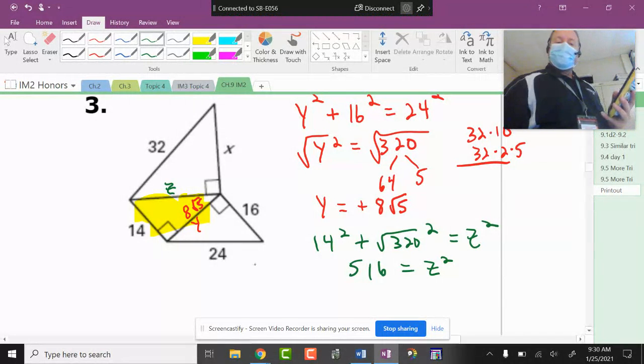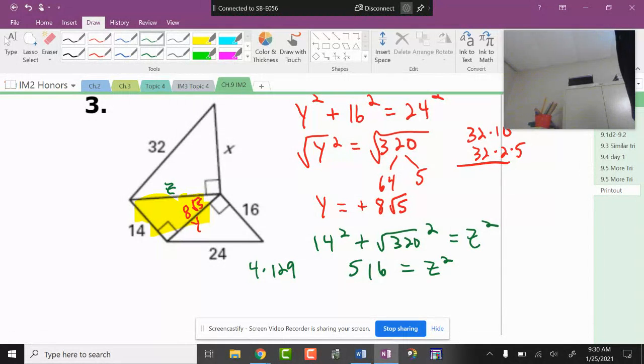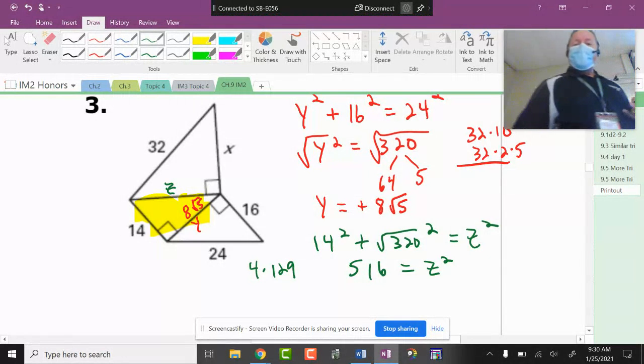This is off to the side, 4 times 129. Hey, 129. 1 plus 2 plus 9. What does that add up to become? 12. What goes into 12? 3. That's the other special divisibility rule. So I'm going to divide by 3. Oh, and I got 43. Anyone know what 43 is? Starts with a P. Prime.